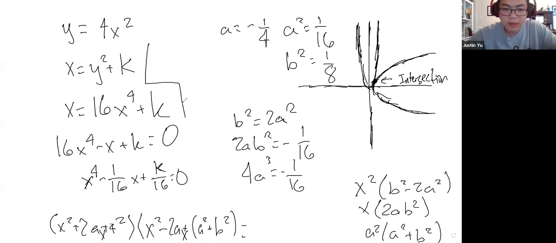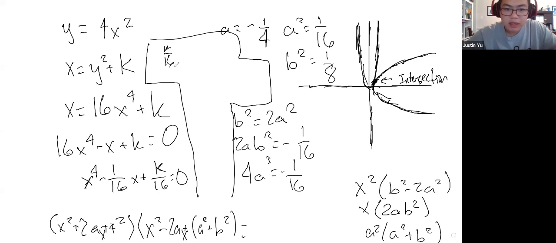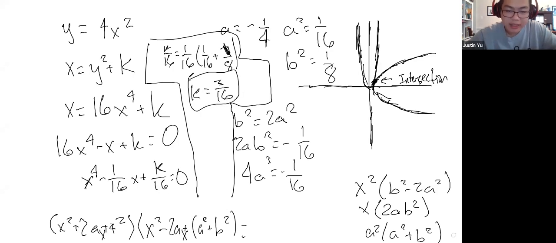So I'm going to reserve the space in the middle for our final. K over 16 is equal to this, which is a squared times a squared plus b squared, or that should be a 1/8. And when you simplify all of this, you get that k is equal to 3/16. A nice number. And this is our answer.